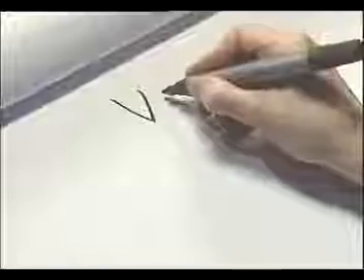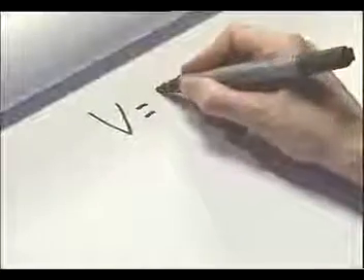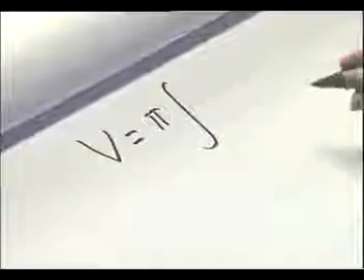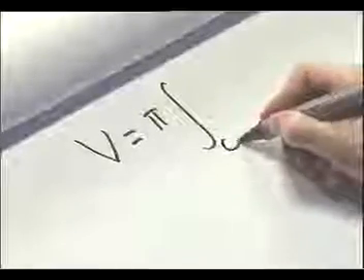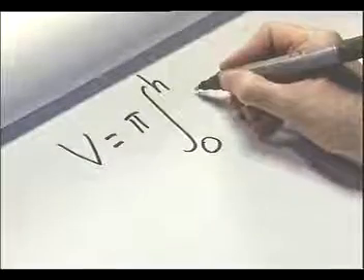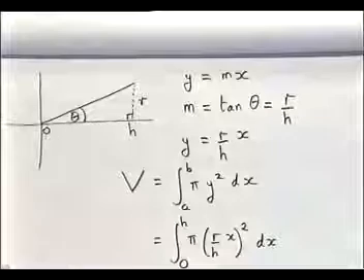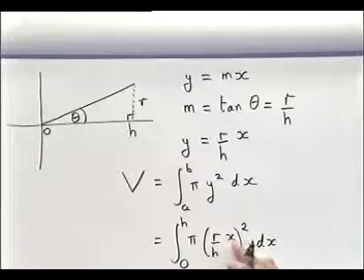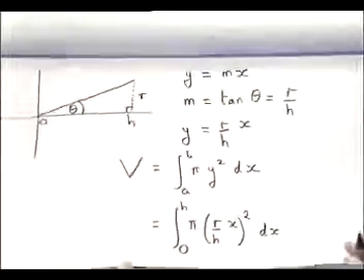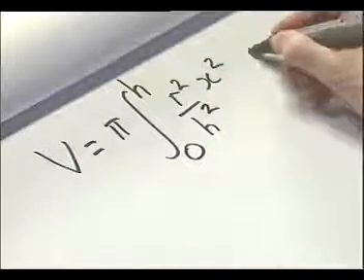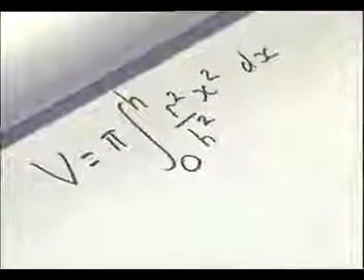So our volume is equal to, and again, I'm going to take the pi outside the integration sign so that I don't get confused by it. It doesn't get in the way of the integration. The limits are from 0 to h, and I need to square the y. And if we just look back, we'll see that the y was rx over h. So if I square it, it will be r squared x squared over h squared. So let's do that. R squared x squared over h squared to be integrated with respect to x.